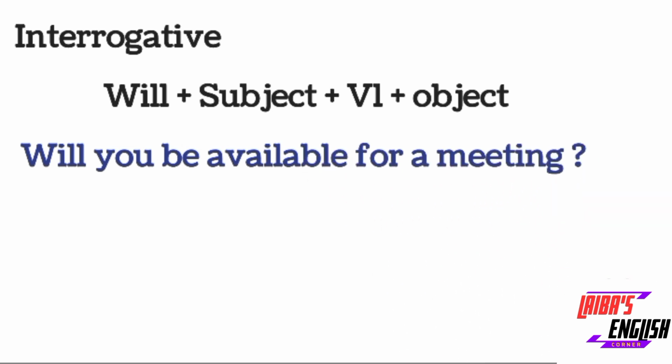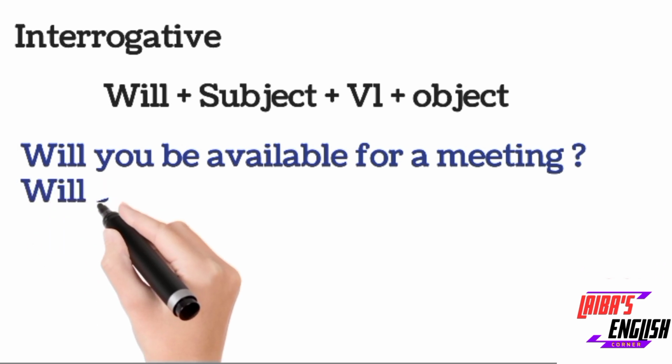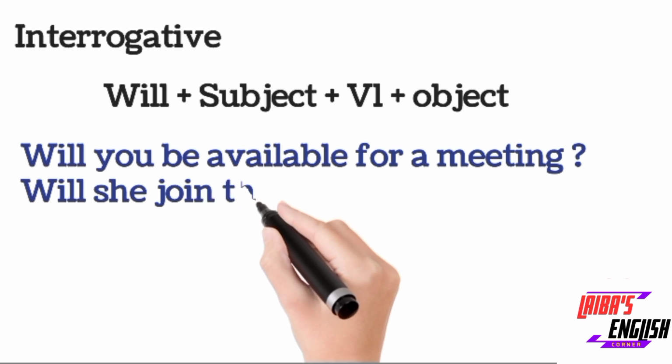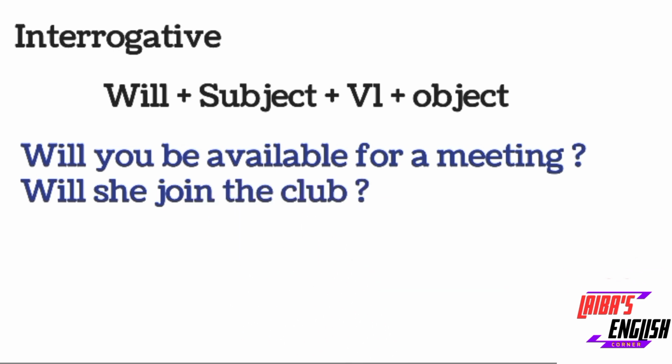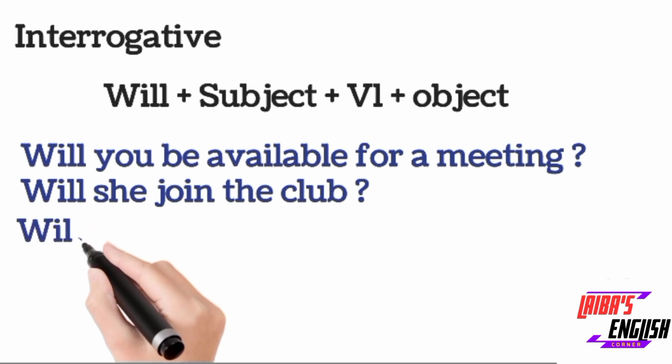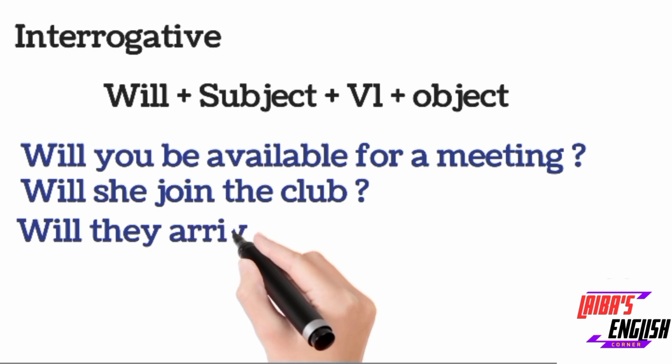Question mark. Here, why do we use be? Be is used to ask questions, so it's simple. Second example is, will she join the club? Here, will is the helping verb, she is the subject, join is the verb, and the club is an object.